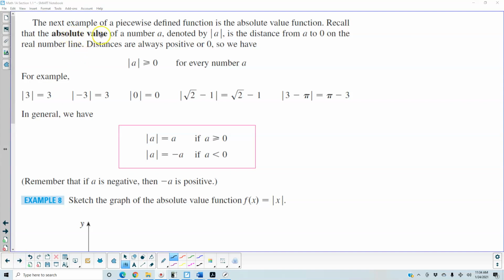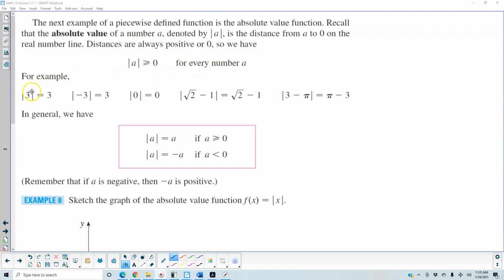The next example of a piecewise defined function is the absolute value function. Recall that the absolute value of a number a, denoted by absolute value of a, is the distance from a to 0 on the real number line. Distances are always positive or 0. So we have the absolute value of a is greater than or equal to 0 for every number a.